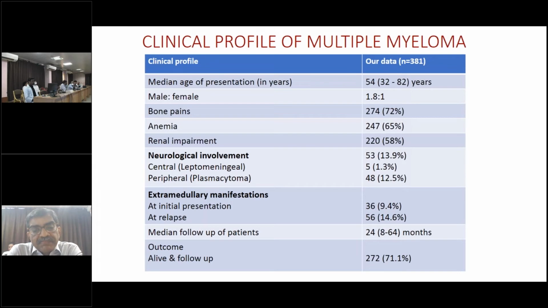In contrast to acute leukemias, where the CNS is involved as part and parcel of the disease at initial presentation, involvement of the central nervous system in multiple myeloma is in a very small minority of cases and typically occurs later in the disease course, when the plasma cells lose their adhesion and acquire enhanced survival capability. Extramedullary manifestation, most commonly plasmacytoma, is seen in about 9.4% of patients at initial presentation, increasing to almost 14.6% at relapse. This is quite higher than reported in the Western population, probably because of late referral and late initiation of anti-myeloma therapy in our patients.